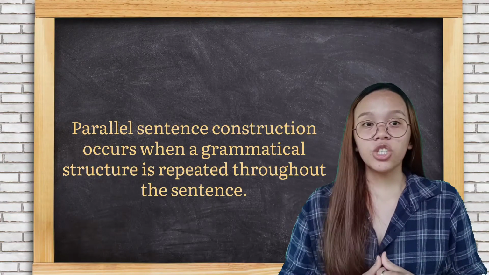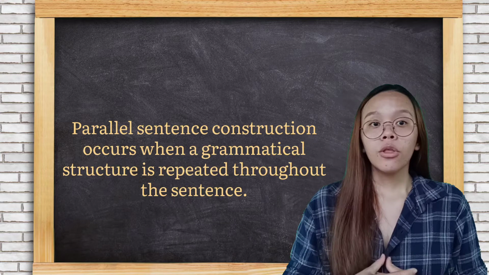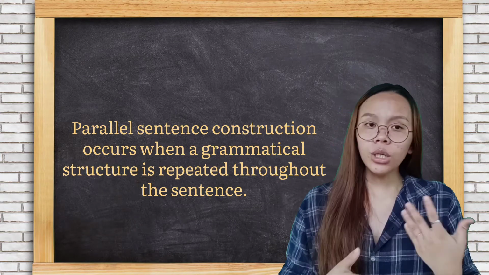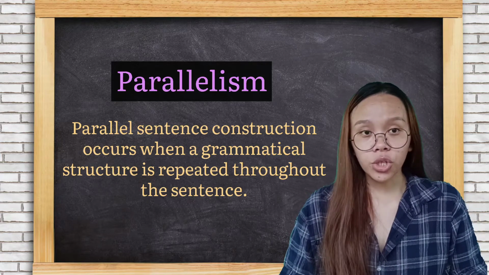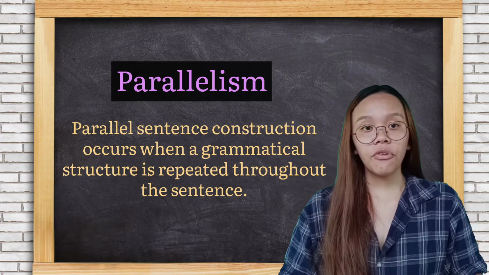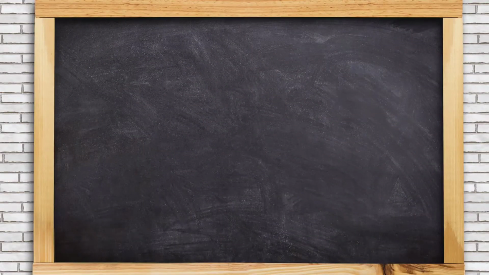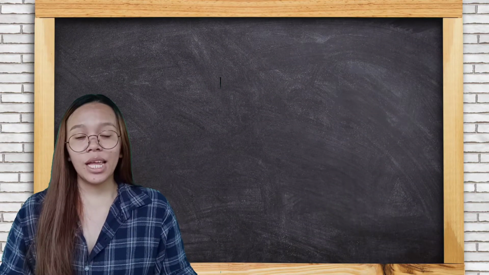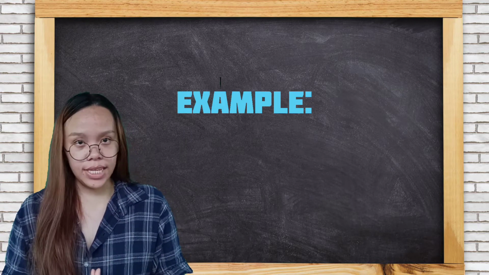Parallel sentence construction occurs when a grammatical structure is repeated throughout the sentence. This is officially called parallelism. Parallel structure is when all of the words and phrases in a sentence follow the same pattern. So, let's look at a really basic example of this.